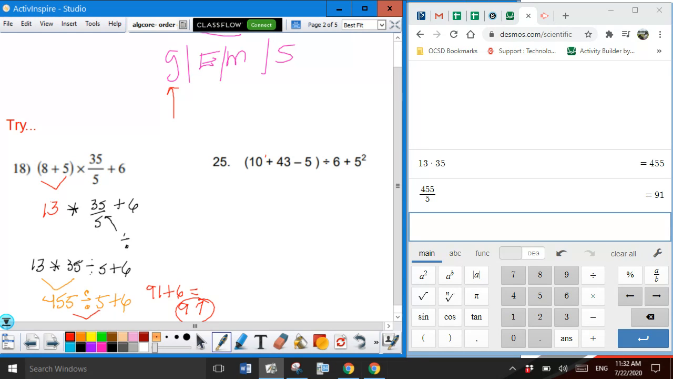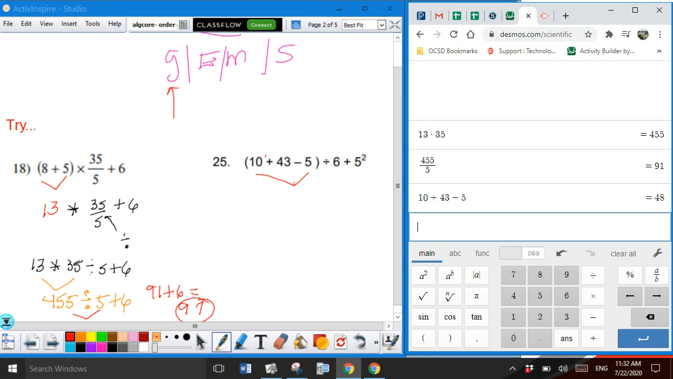All right, now let's look at this next one. So I have parentheses and I have a power. So let's start with our parentheses, and let's go ahead and do that on our calculator. So we have 10 plus 43 minus 5. And I'm going to hit a total. So that's 43. Oops, sorry, 48. So 48, the rest of these are going to drop, divided by 6 plus 5 squared.